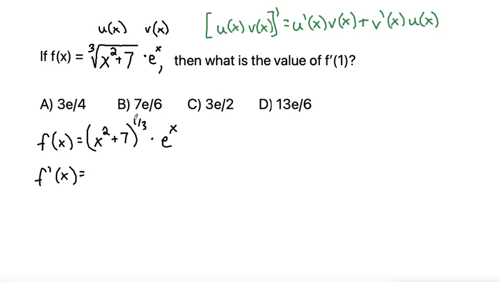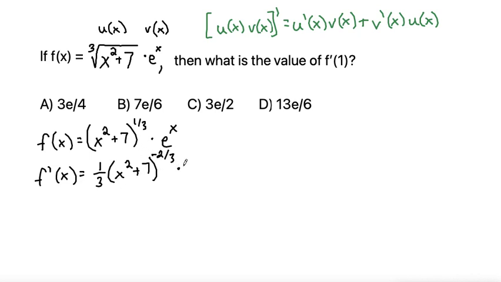Okay, so now when we take our derivative, f prime of x, we can first take the derivative of the first function, which notice has both an outside function, the 1/3 power, and an inside function, the x squared plus 7. So we're going to need to use the chain rule as well. So we'll take the derivative of the outside function using the power rule. So bring the 1/3 down to the front, leave the inside function the same. Subtract 1 from the power makes negative 2/3.